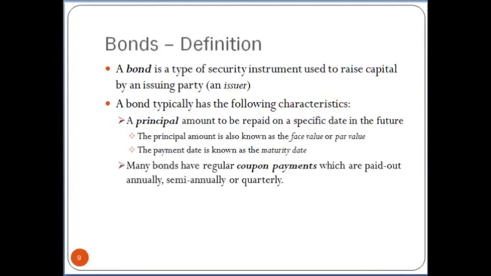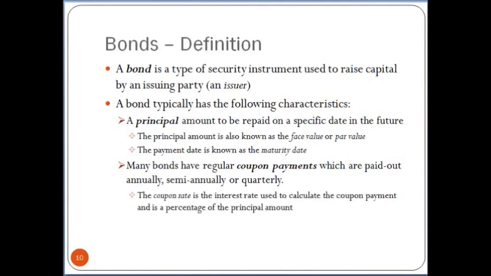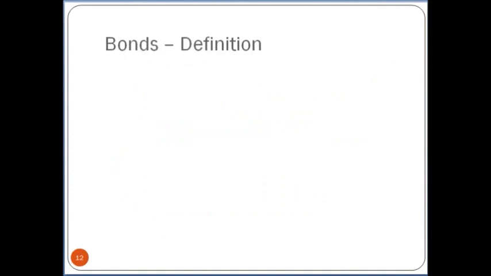And many bonds have regular coupon payments, which are paid out either annually or semi-annually or quarterly, depending on the nature of the bond. The coupon rate is the interest rate used to calculate the coupon payment and is a percentage of the principal amount. So, for example, the coupon payment is just going to be the coupon rate times the principal. And I'll give an example of this in a little bit.